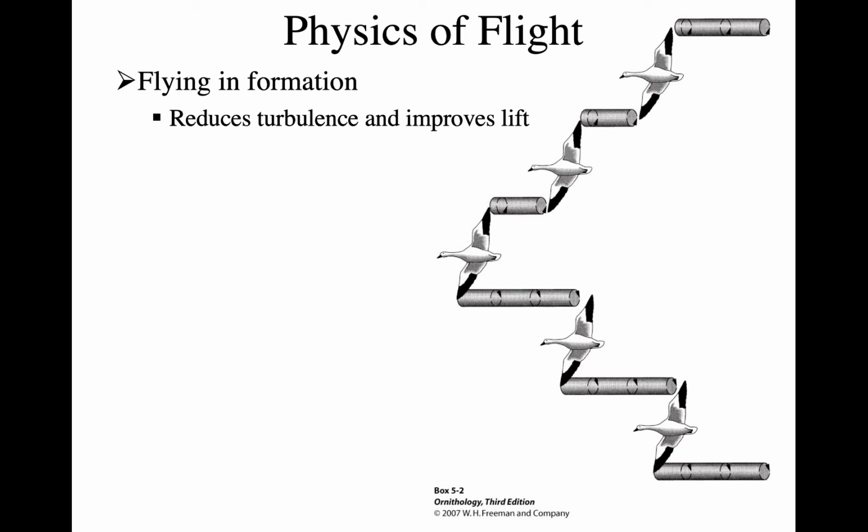Oftentimes with ducks and geese, you see them flying in a V formation, and what is happening here is the tips of the wings create vortices that can be used by the birds behind them to generate a little bit of lift and reduce turbulence. So that's what's going on there.